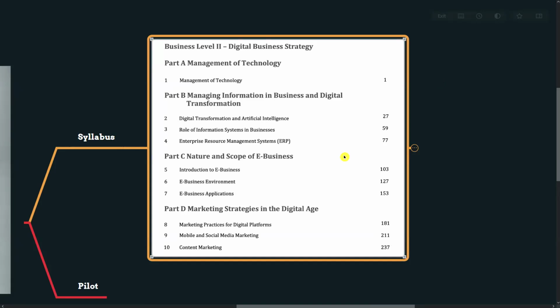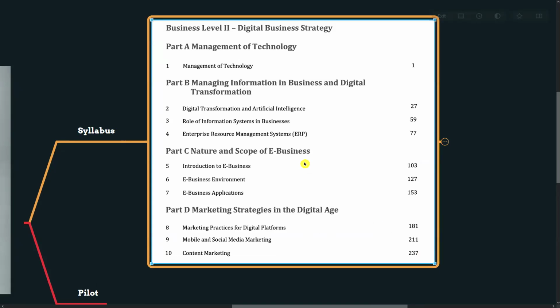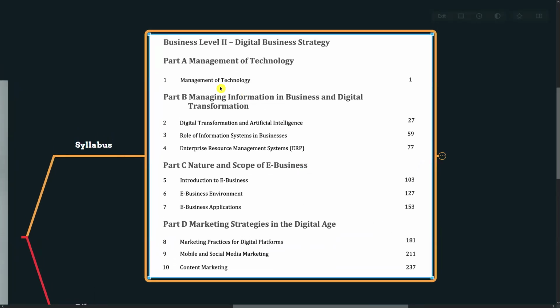So this is our entire syllabus of digital business strategy. The management of technology, we have completed this area. That is our 10% of the syllabus. So we are in Part B, that is managing information in the business and digital transformation. How we are managing information in a business and how we can do digital transformation for a traditional business. So this is how we are learning.